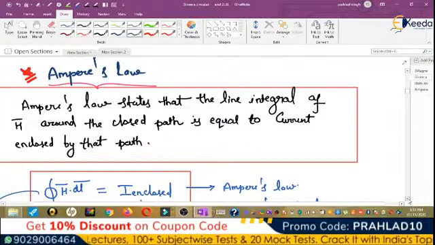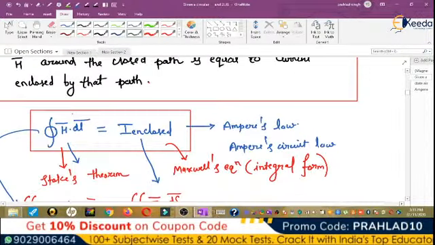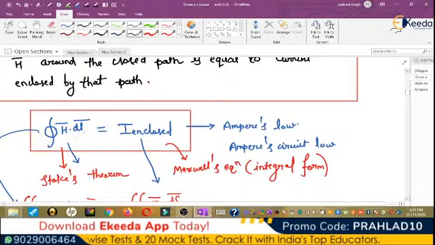So according to the mathematics, the line integration of H around the closed path is the circulation of H. So it is H vector dot dl vector, and it is equal to the current enclosed by that path. This is Ampere's law, also called Ampere's circuit law.